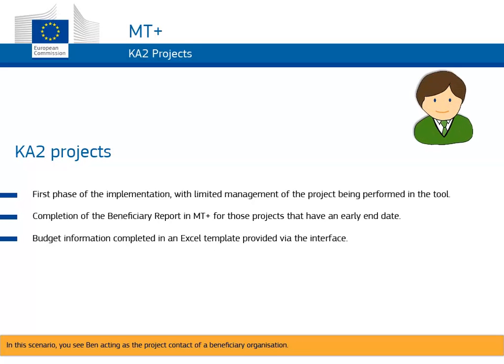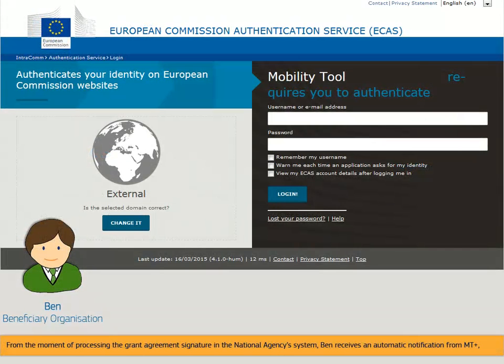In this scenario, you see Ben acting as the project contact of a beneficiary organization. We will follow the steps he takes to complete and submit the beneficiary report in MT Plus. From the moment of processing the grant agreement signature in the national agency's system, Ben receives an automatic notification from MT Plus, as he is defined as the project contact. Ben logs in using the associated ECAS username and password of the email just received.